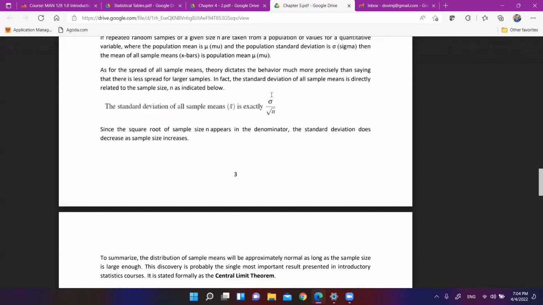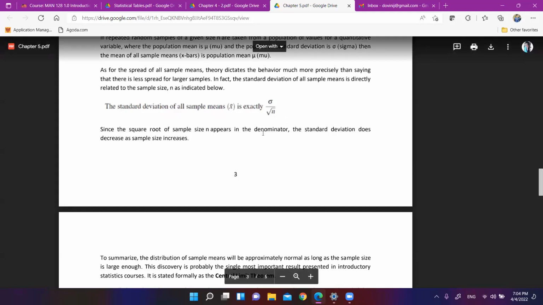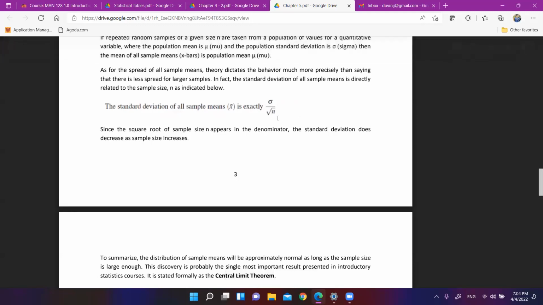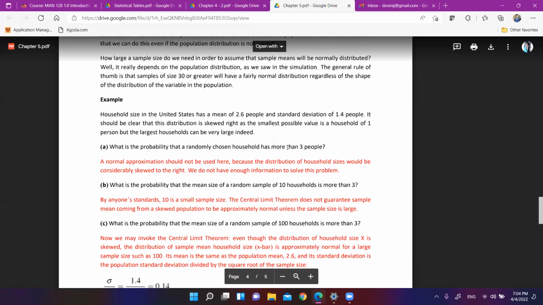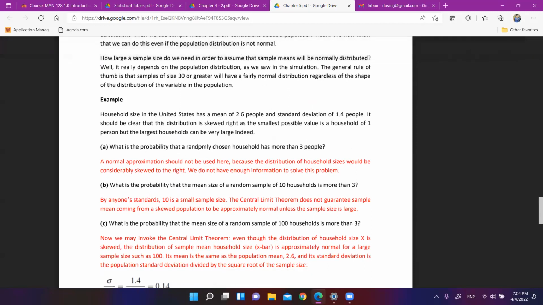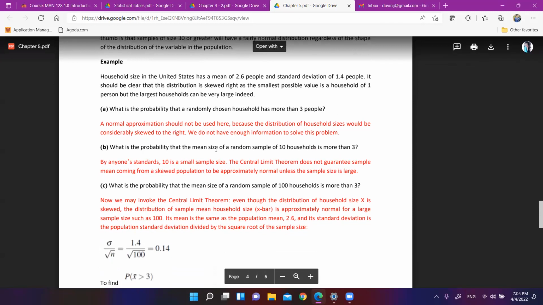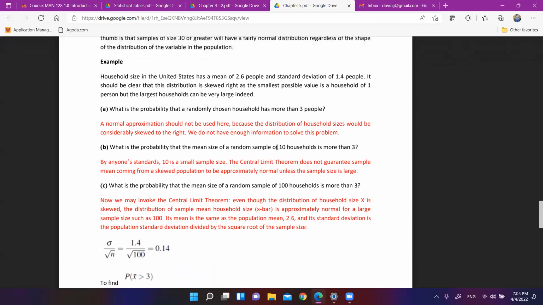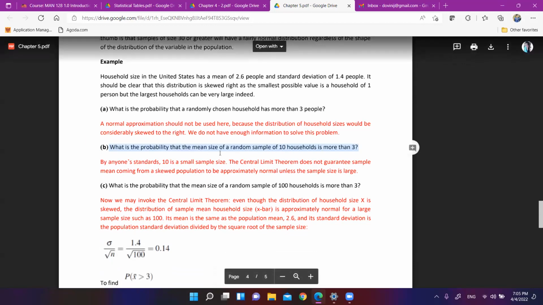n සහ එක large වෙන්න ඕනේ, normal වෙන්න නම්. right? at least මේ තුනවත් දැනගන්න ඕනේ. දැන් මේක දන්නේ නැහැනේ. එතකොට we do not have enough information to solve this problem because the sample size is not given. right? B, what is the probability that the mean size of random sample of 10 households is more than 3? මෙන්න මෙතන දීලා තියෙනවා sample size එක 10යි.